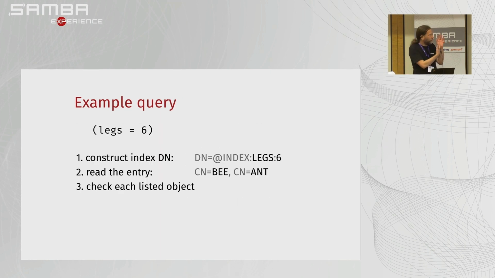And so if you search for legs equals 6, then you construct that magic index DN, and then you read the list, which says bee and ant, and then you go through and just check that those things are right, because you always do that, which is part of constructing the reply.